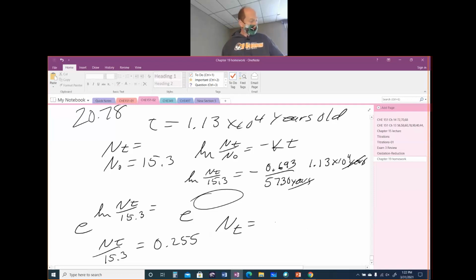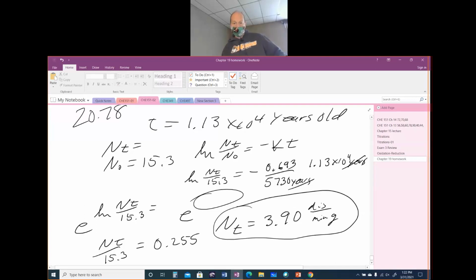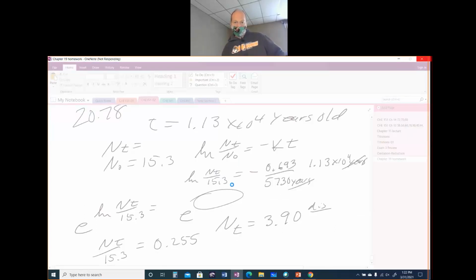In order for something to be that old, it had to be a reading of 3.90 disintegrations per minute per gram. All right, so the units of this number must be the same units. Your Nt over your N0, those units must be exactly the same to cancel out.